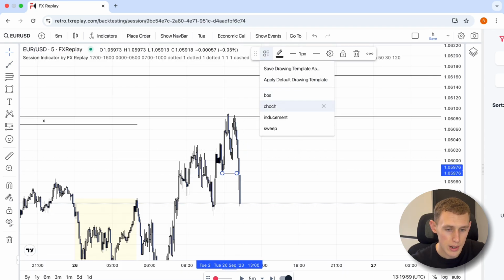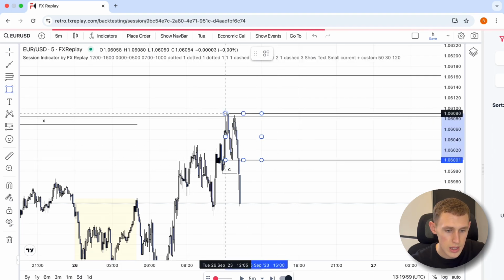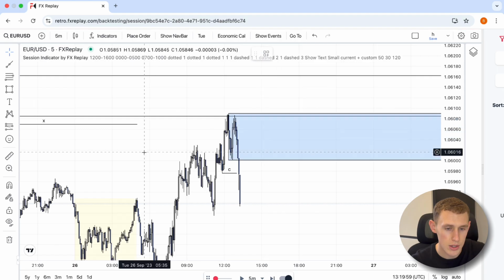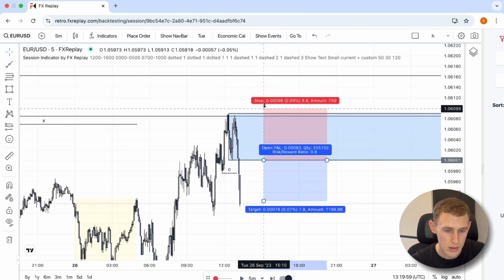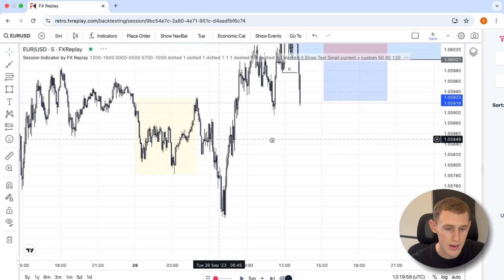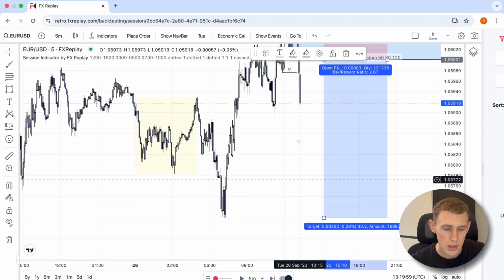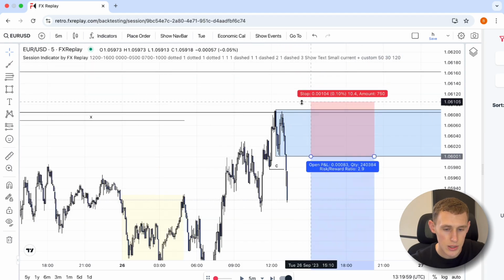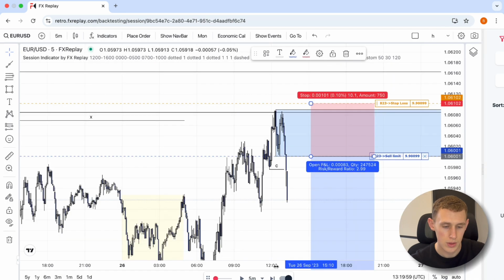So what we wait for now is a pullback into the imbalance. So I'm going to enter from this area, if price can give us a pullback, that is. Stops just above that area, and I'm going to target the current trend low. I'm going to have actually a slightly smaller stop just so we can get a 1 to 3 on this.